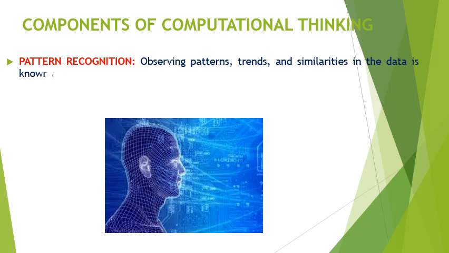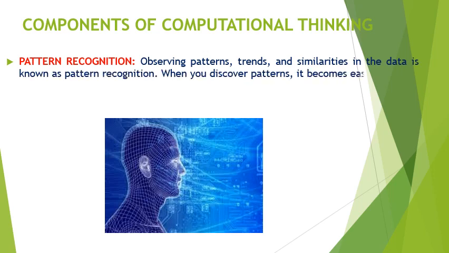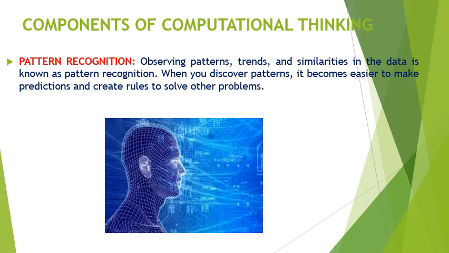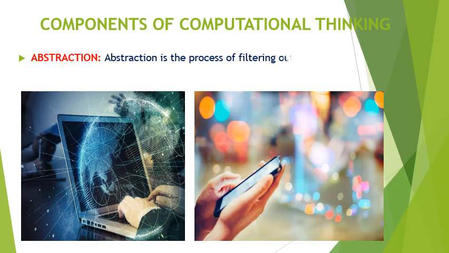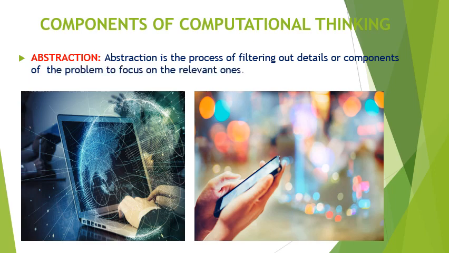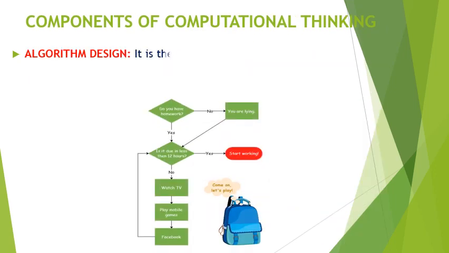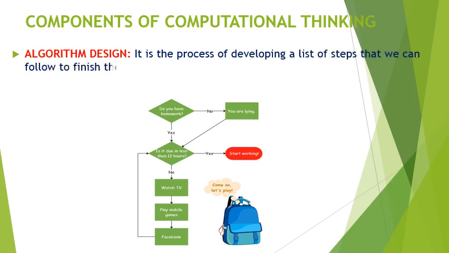Third component is pattern recognition. Children, observing patterns, trends, and similarities in the data is known as pattern recognition. When you discover patterns, it becomes easier to make predictions and create rules to solve other problems. Fourth component is abstraction. It is the process of filtering out details or components of the problems to focus on the relevant ones. Fifth component is algorithm design. It is the process of developing a list of steps that we can follow to finish the task.